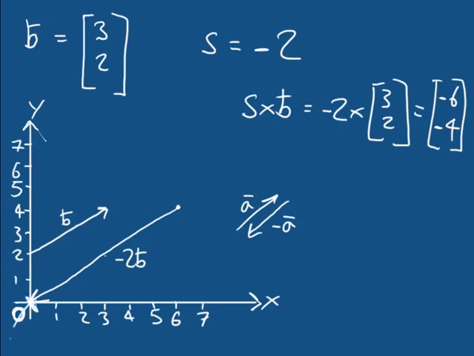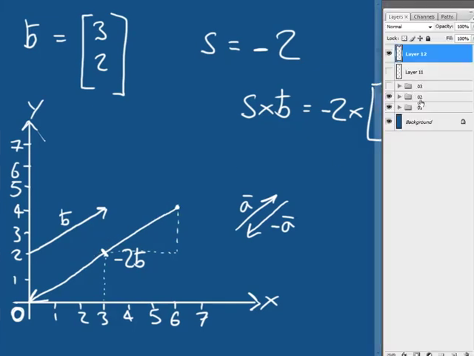So if I started here at the origin and travelled 3 units in x and 2 units in y, you'll notice I travelled to this point on the vector -2b. If I travelled another 3 units in x and 2 units in y, I travel to the end of that vector. So you'll notice that our length is twice the length of b. We still have twice the length of b, but our direction now is in the opposite direction.